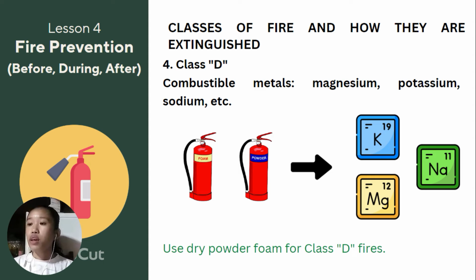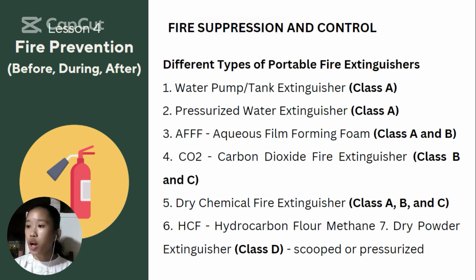And then number 4, class D, combustible metals, which are magnesium, potassium, sodium, and etc. We're actually going to use a dry powder extinguisher.